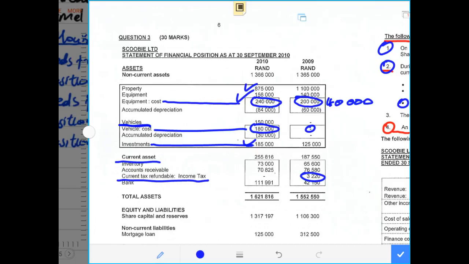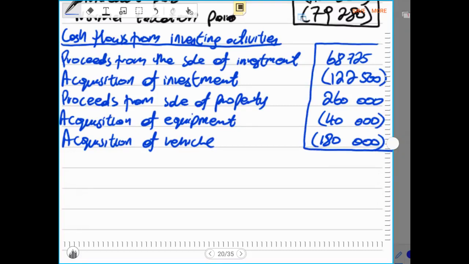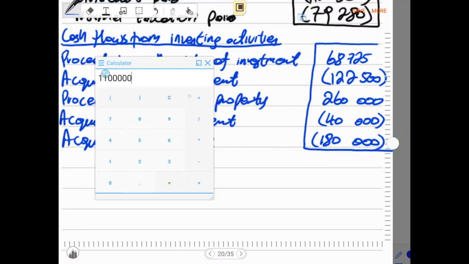I wrote 24,000. So now the acquisition of equipment is 40,000, which is 240,000 minus 200,000. Therefore, that means we just have to adjust that and we say 40,000 rands. That means acquisition of equipment is 40,000 rands. Then now we have completed that. So now we have recorded everything that has to do with cash flow from investing activity. Let us calculate our total now so that when we're done, we just conclude everything.